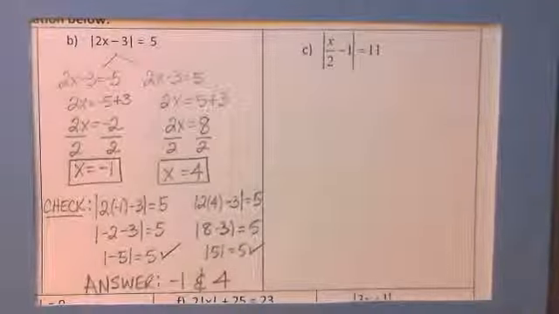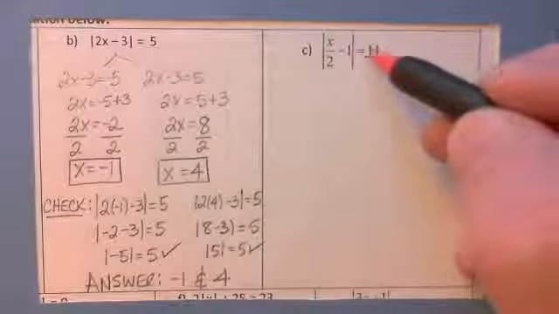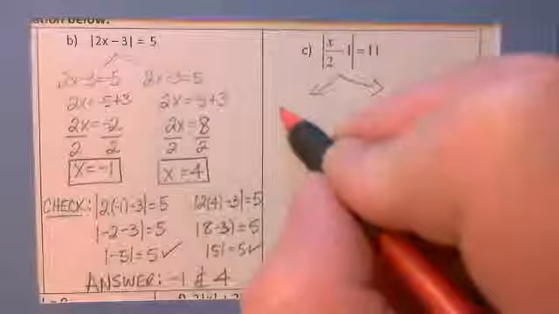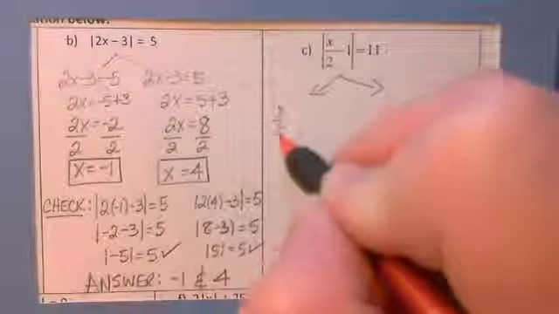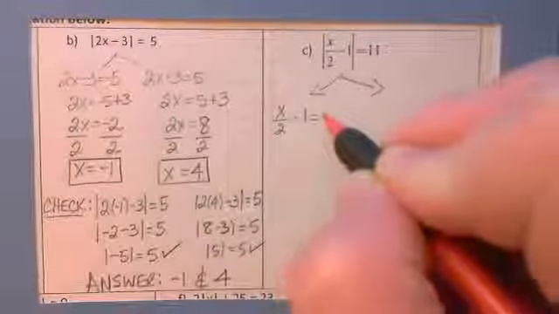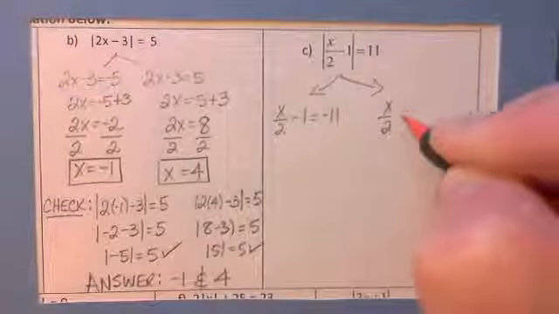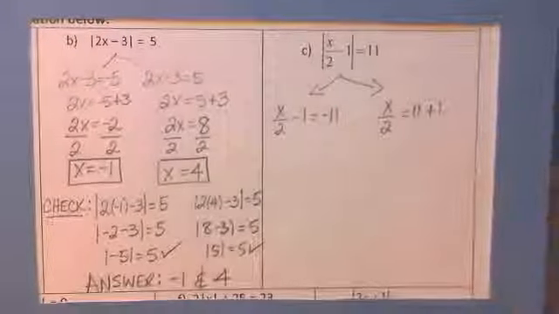We have the absolute value of x over 2 minus 1 equals 11. Again, we're going to split it. So this would be x over 2 minus 1 equals negative 11, and x over 2 minus 1 equals 11. Then x over 2 equals 11 plus 1.